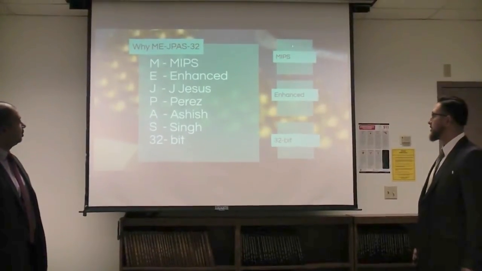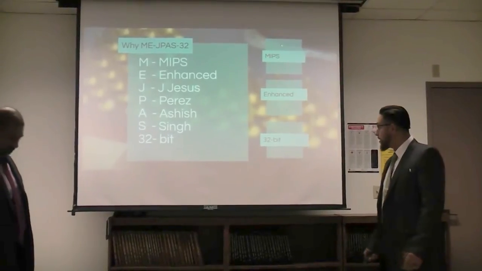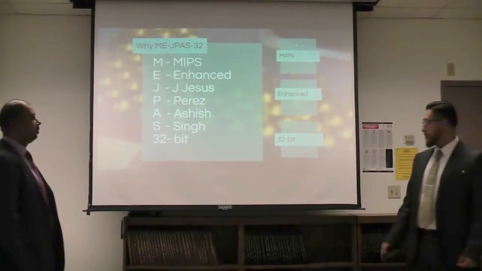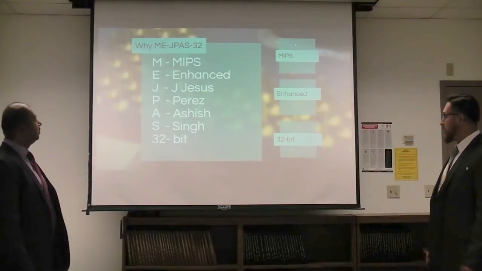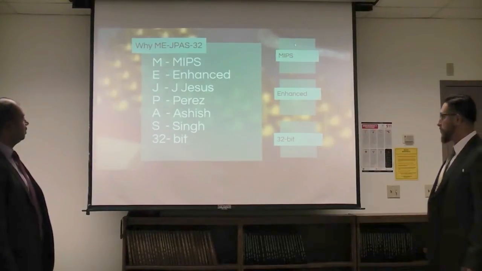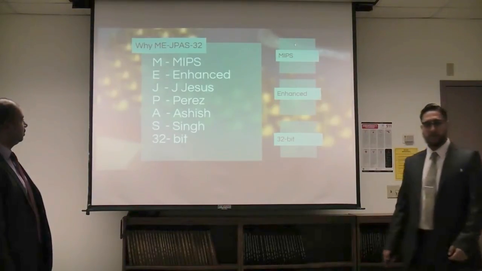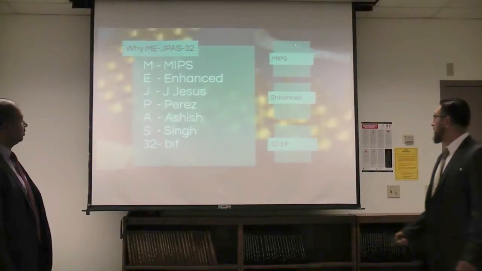Let's begin with why the name. MeJPass32 is an acronym: M stands for MIPS, E for enhanced, J for Jesus, P for Perez, A for Ashish, S for Singh, and 32-bit. So what is a MIPS?